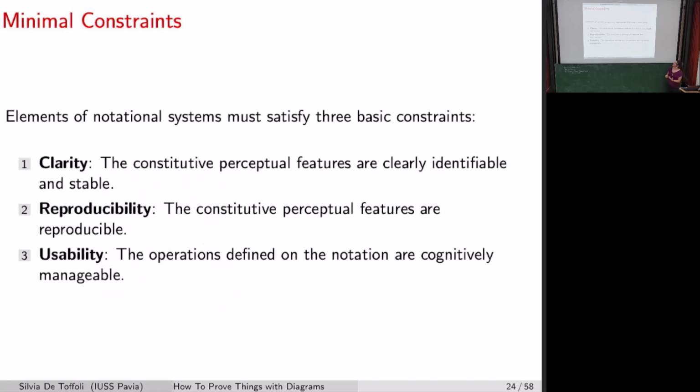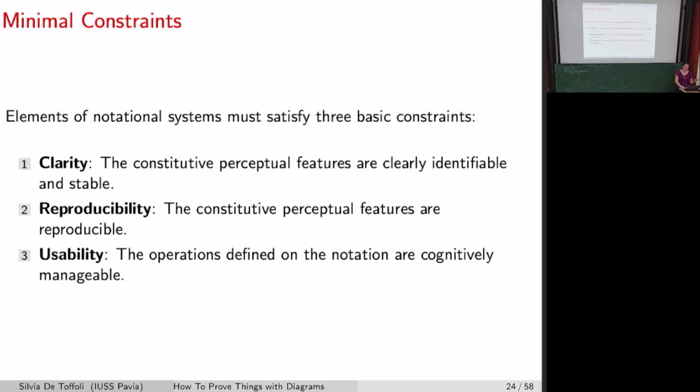So basically, I think there are some minimal constraints that these constitutive features have to satisfy in order for the system of representation to form a notational system. They have to be clear. So the constitutive perceptual features have to be clearly identifiable and distinguishable. They have to be reproducible, and the operations defined on the notation should be cognitively manageable.